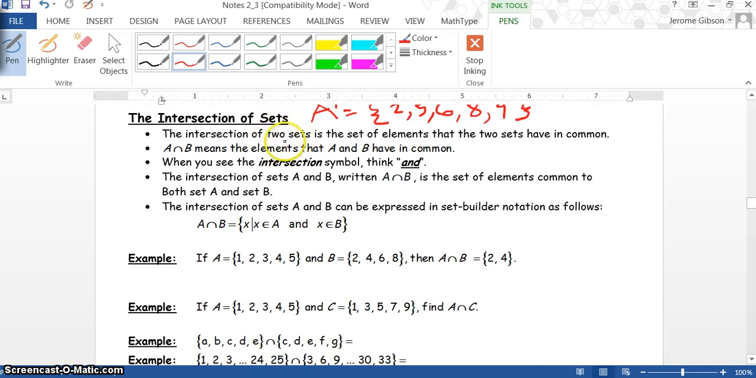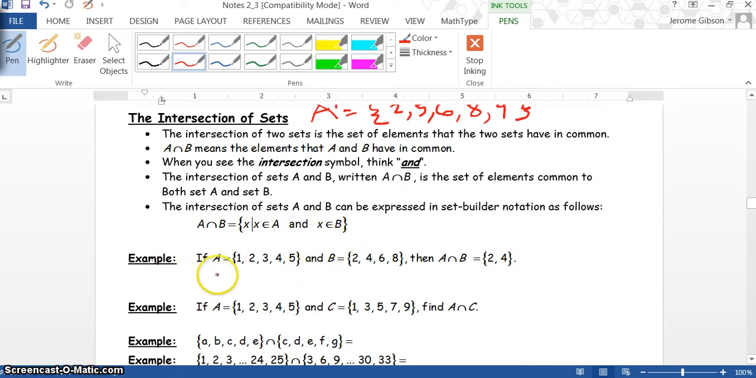Now, we have the intersection of sets. The intersection of two sets is the set of elements that the two sets have in common. We have A intersect B means the elements that A and B have in common. When you see the intersection symbol, think AND. The intersection of sets A and B, written A intersect B, is a set of elements common to both set A and set B. The intersection of sets A and B can be expressed in set builder notation as follows. A intersect B means that X is in A and X is also in B. That means X is contained in both of these.